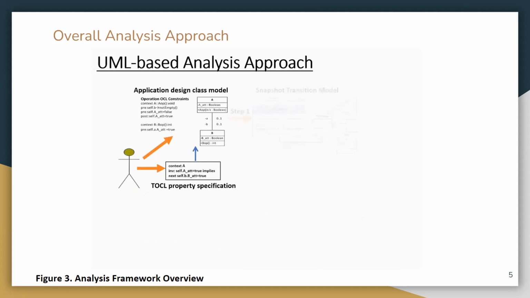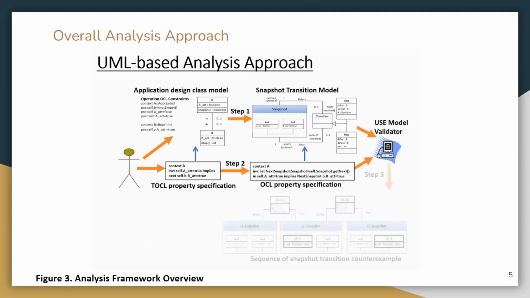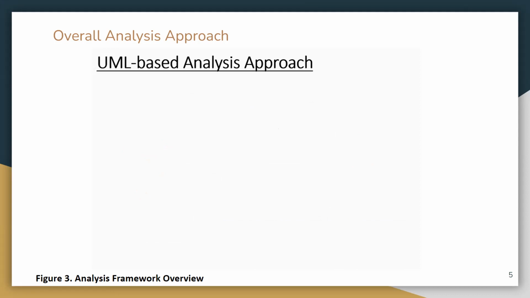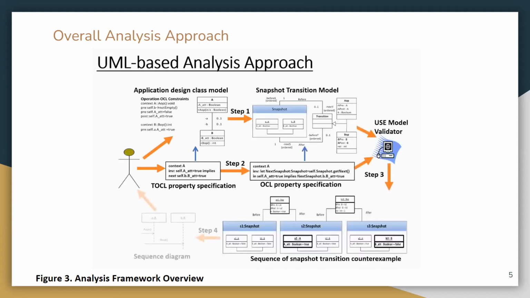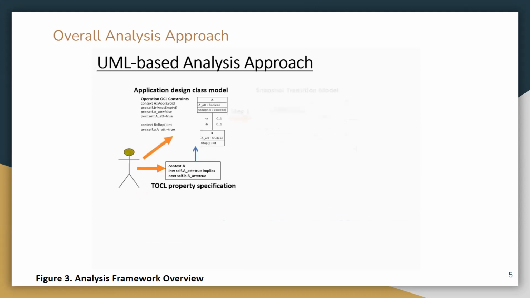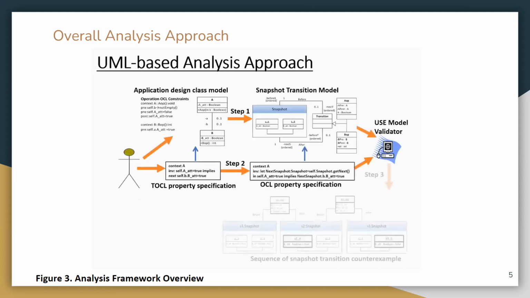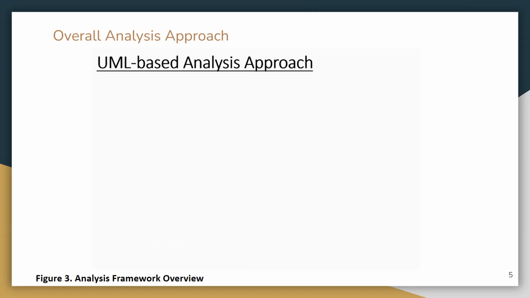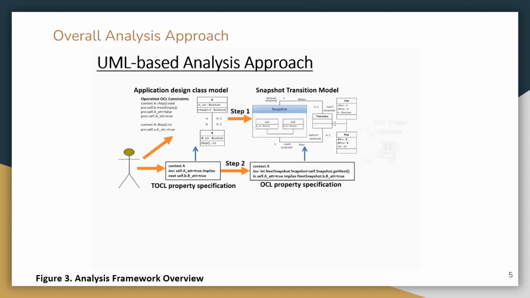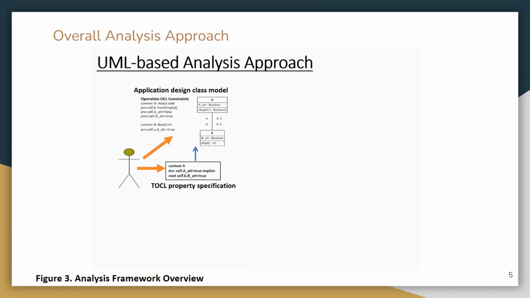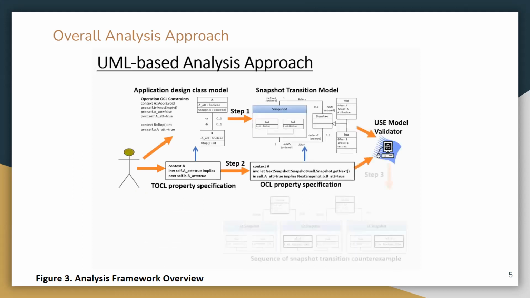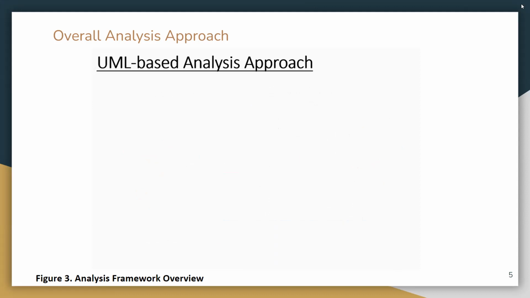In this second step, we allow designers to input them in TOCL, the temporal object constraint language, as it is easier to define these properties in that language, but we can't actually analyze in TOCL. So in this step, we interpret them into OCL for our analysis. And that leads to the third step, which is feeding them to the USE model validator, which is a tool that does the analysis of this model.